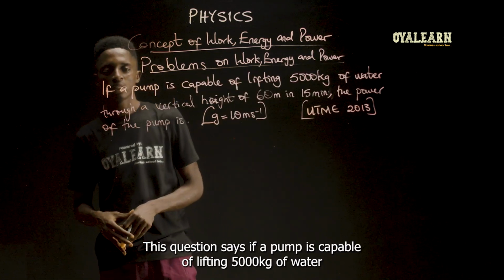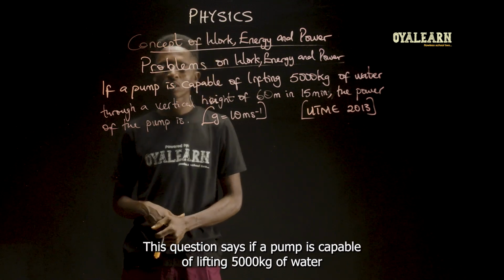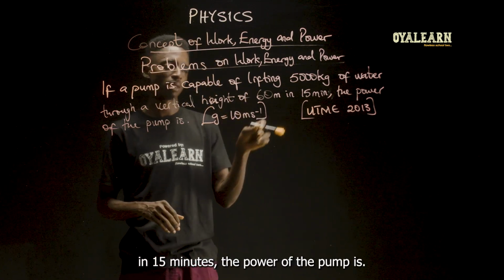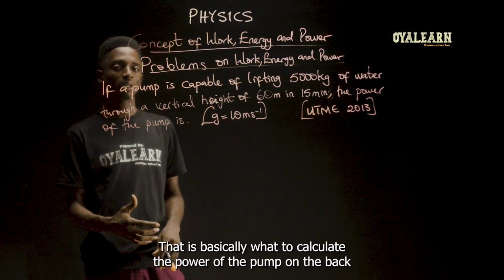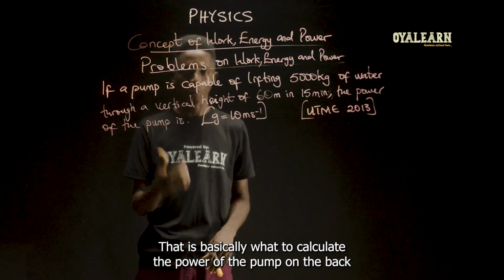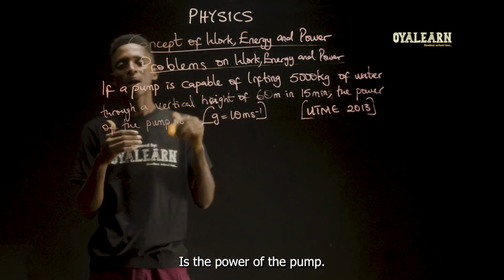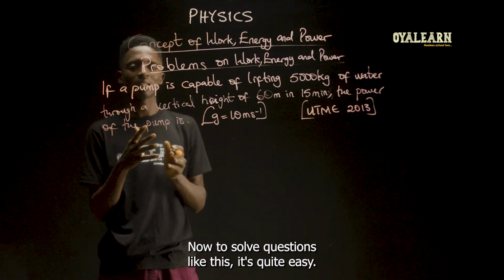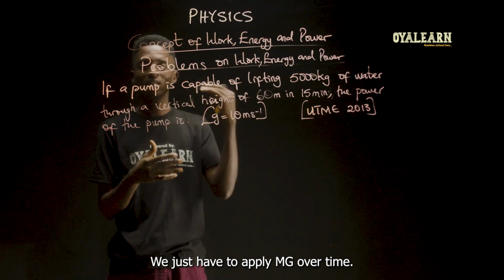This question says, if a pump is capable of lifting 5,000 kilograms of water through a vertical height of 60 meters in 15 minutes, the power of the pump is, that is basically we have to calculate the power of the pump. That's what the question says, the power of the pump. Now, to solve questions like this, it's quite easy. We just have to apply mgh over time.